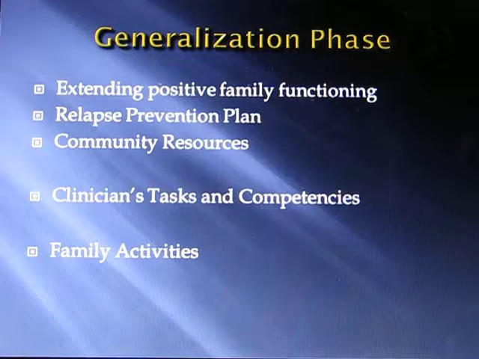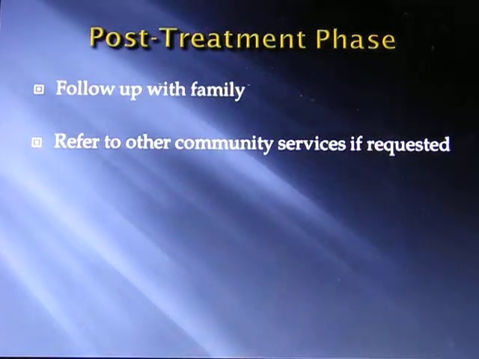And then as a family, they will, like I said, create that relapse prevention plan. This is probably the most important part of the generalization phase. And then they will just discuss their exit from therapy. And then finally we have the seventh stage, which is where you follow up with the family. And if they request it, you would refer them to any community services they need, but they need to identify that on their own.